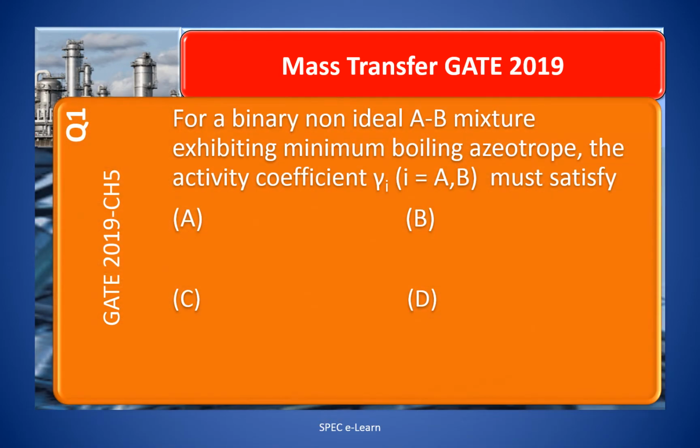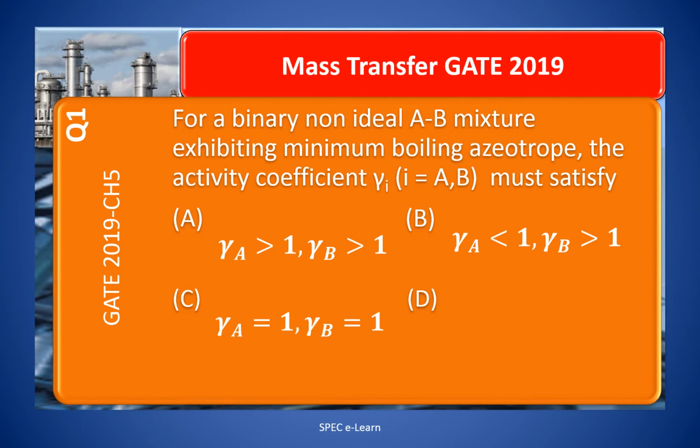Question number 5. For a binary non-ideal AB mixture exhibiting minimum boiling azeotrope, the activity coefficient gamma i, where i is equal to A, B, must satisfy: option A, gamma A greater than 1, gamma B greater than 1. Option B, gamma A less than 1, gamma B greater than 1. Option C, gamma A equal to 1, gamma B equal to 1. Option D, gamma A less than 1, gamma B less than 1.